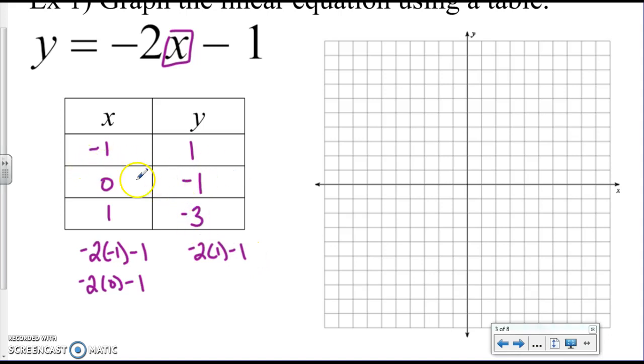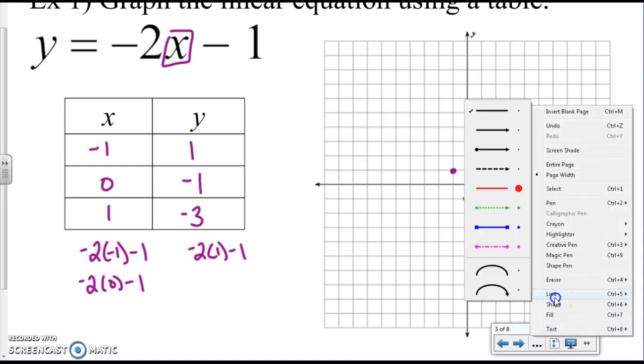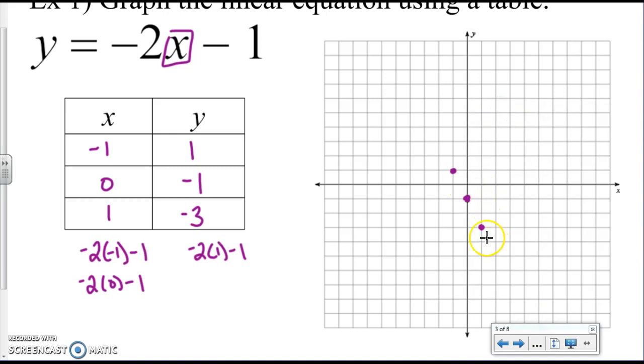Okay, so now I have 3 ordered pairs that I can plot on my graph. Negative 1, 1, 0, negative 1, and 1, negative 3. Okay, notice those 3 points actually make a nice straight line that I can connect. So I'm going to go ahead and draw my line in here, going through it really well. Okay, so there's my line.